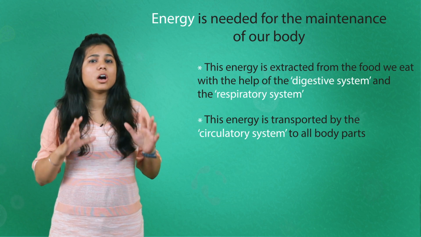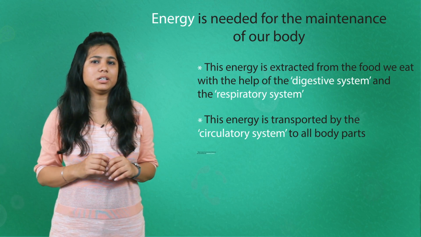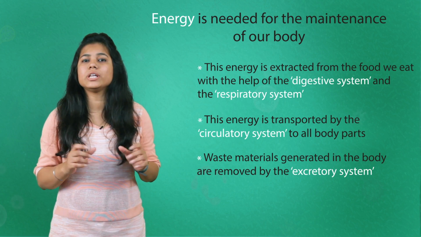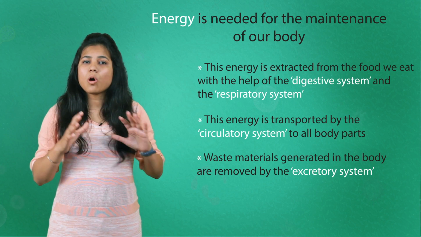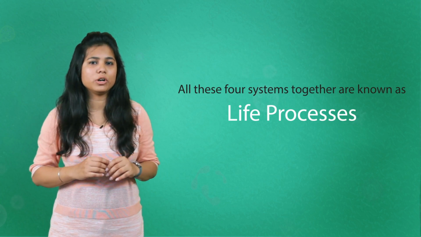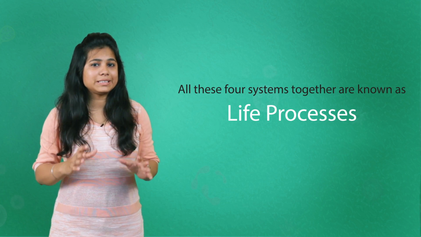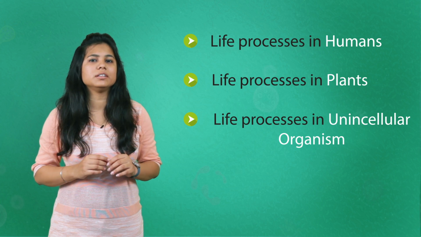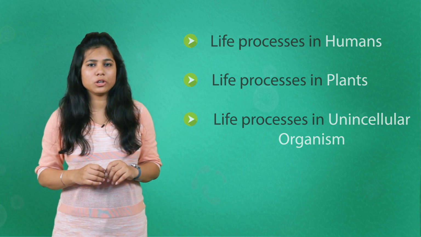Now, these also create waste materials. These waste materials are removed by our body through the excretory system. Now, all these four processes work together to make a healthy body. So, we will be seeing all these four processes in detail. We will also be seeing the life processes which are involved in plants and also in unicellular organisms.